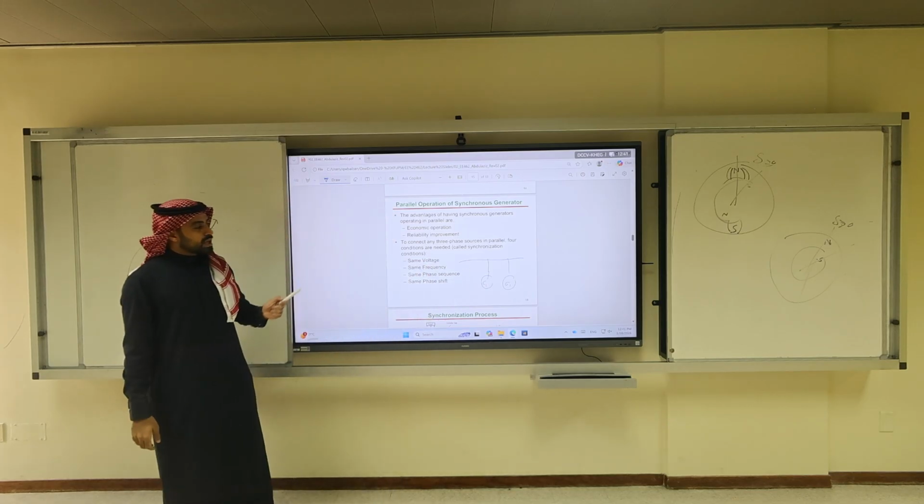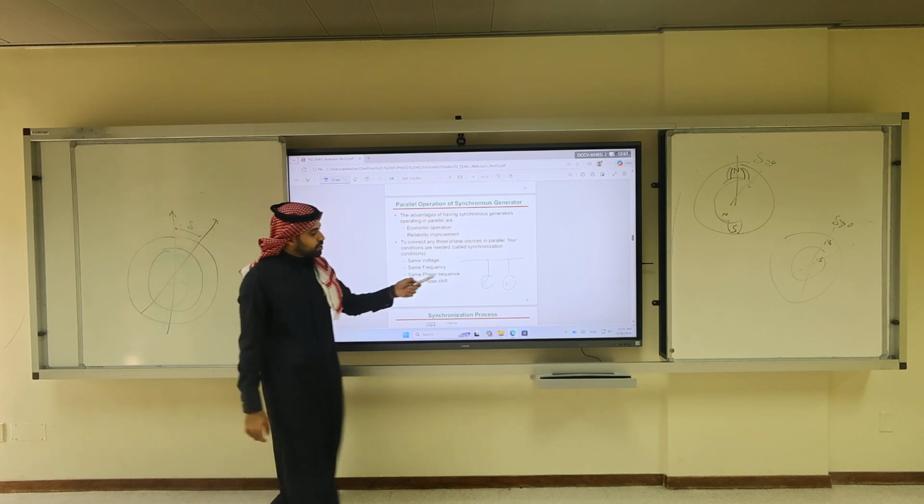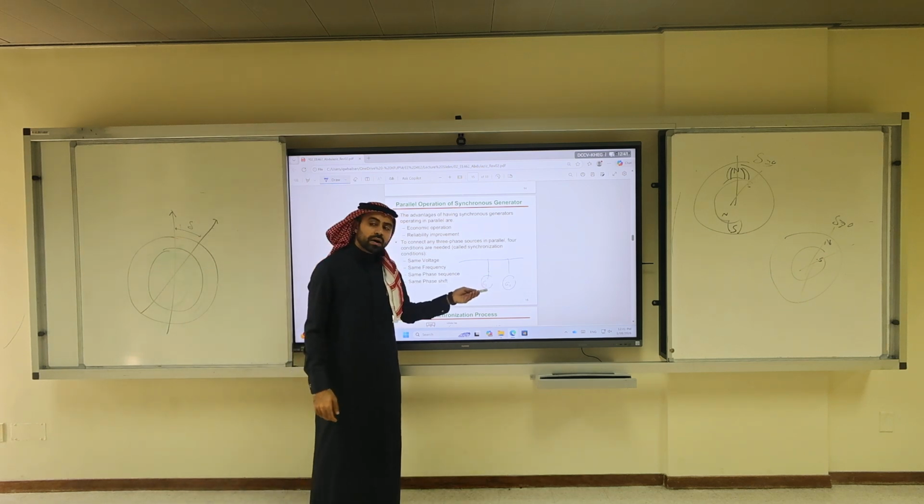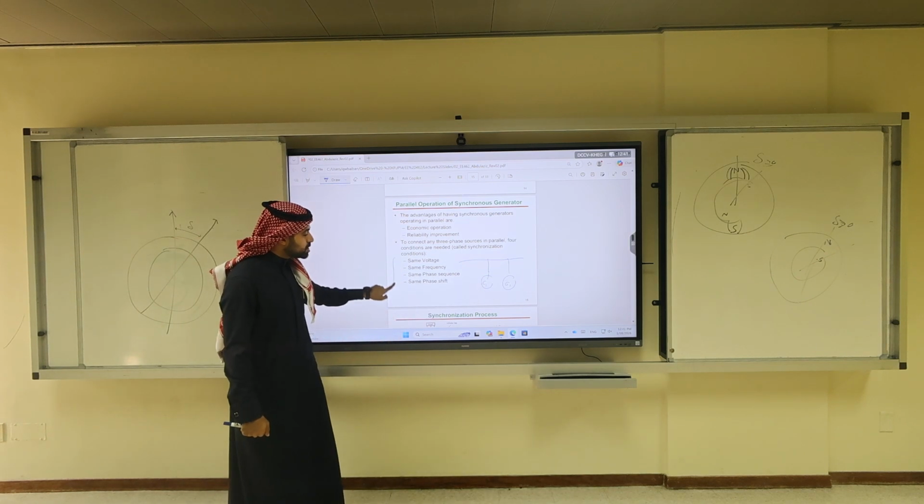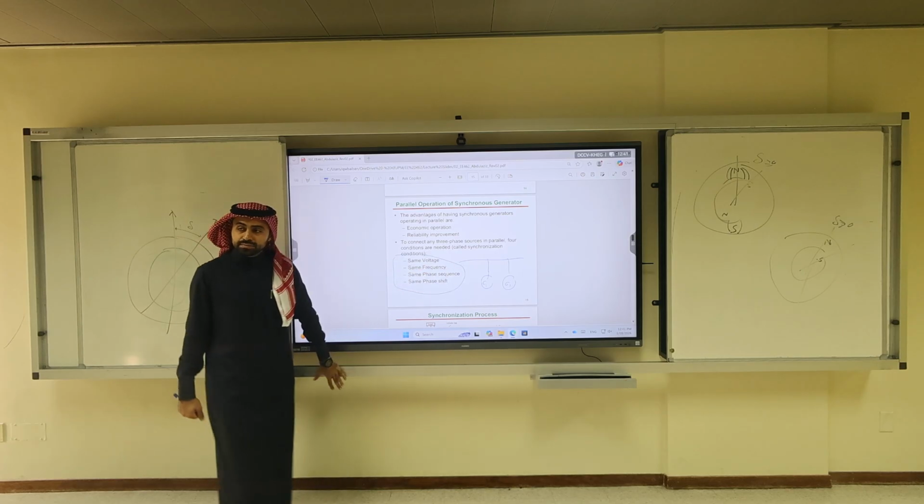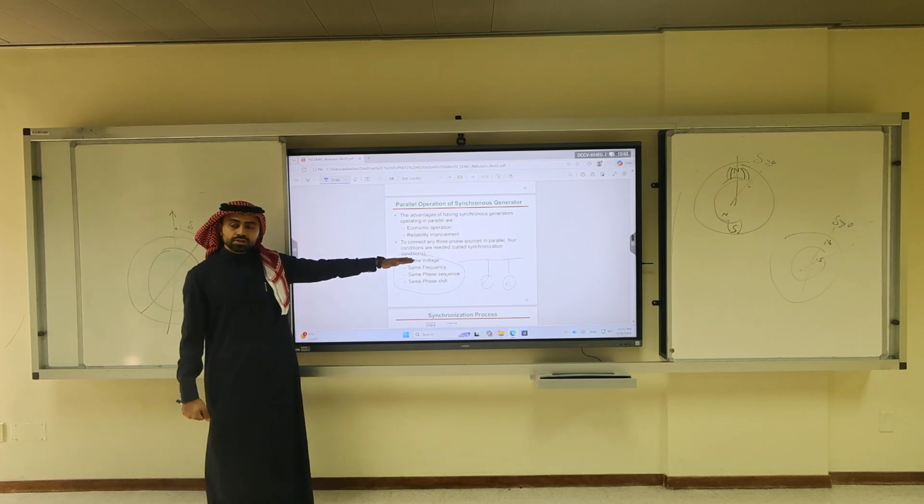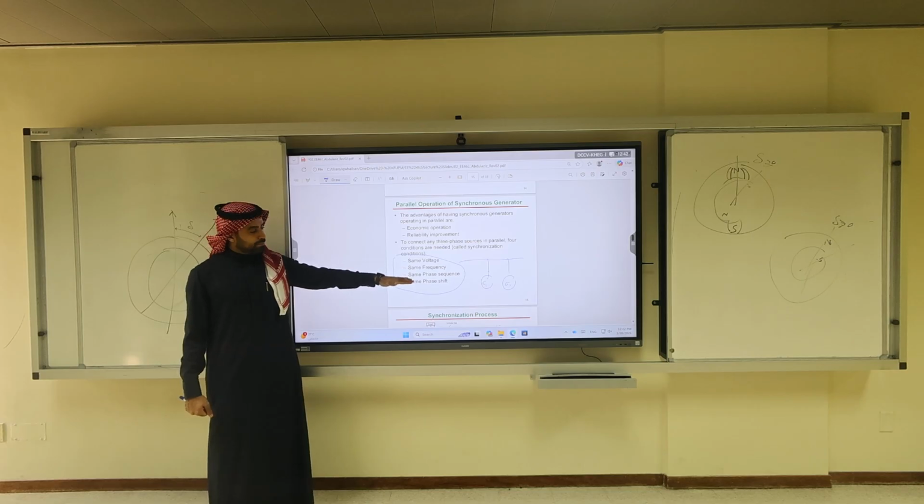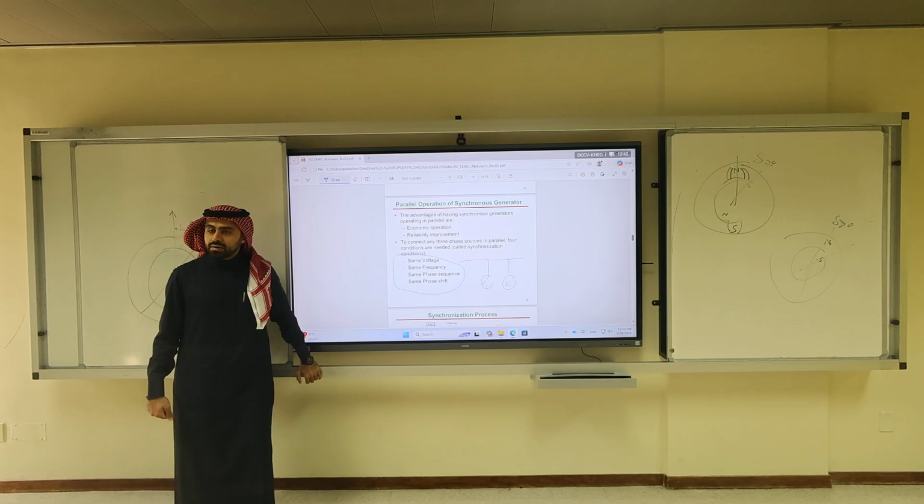But here is the thing. You are not allowed to connect two generators in parallel unless you have these conditions. We covered them in 360, correct? They need to have same voltage, same frequency, same phase sequence, and same phase shift. Phase sequence يعني كلهم ABC, not ACB.